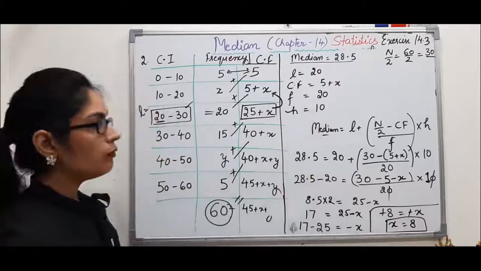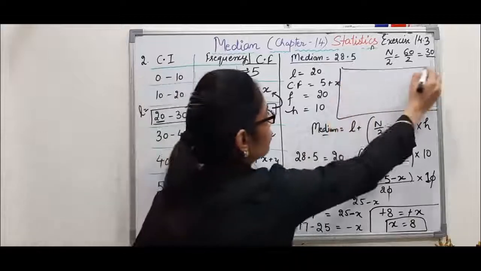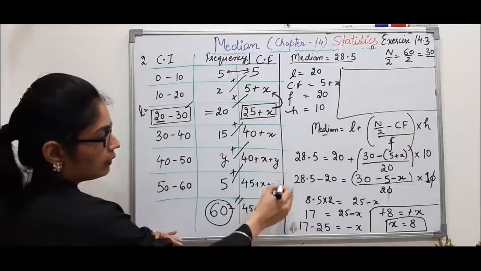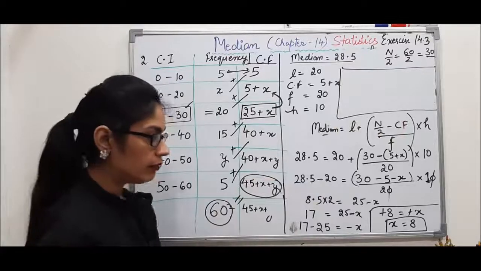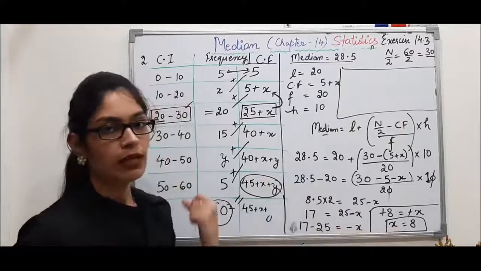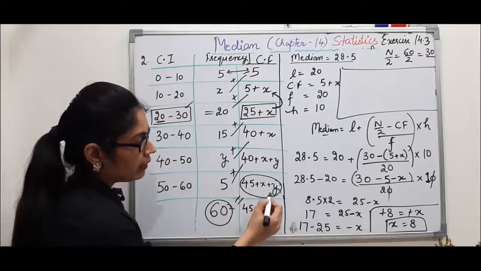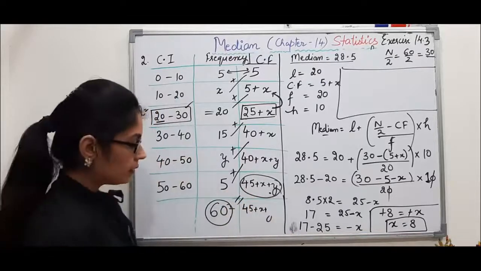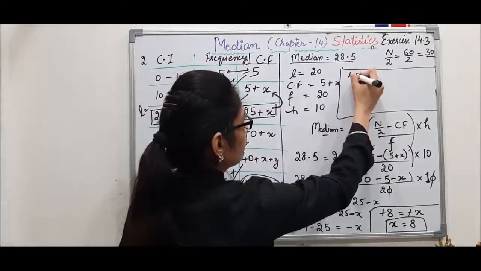Now we have found the value of x, which is equal to 8. Because we have to find the values of both x and y, we have found x, but we have to find the value of y also. Here I have explained that the last term of the cumulative frequency is equal to the total frequency. So this relation we already got.